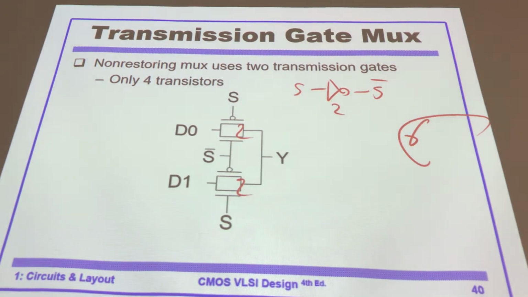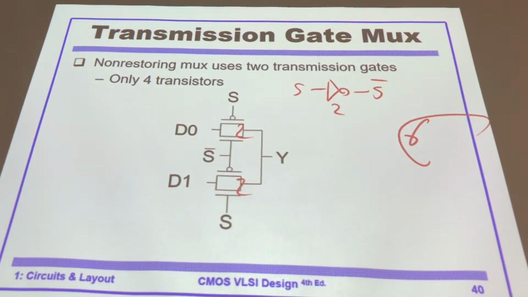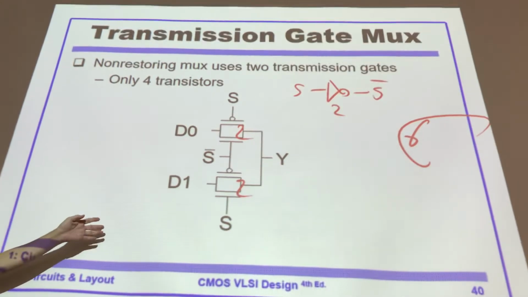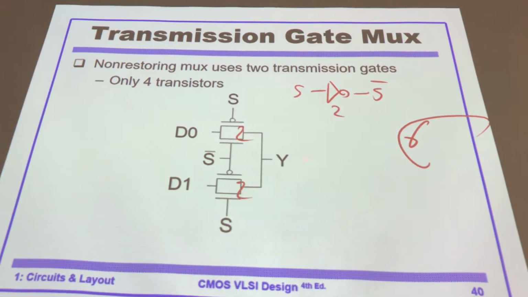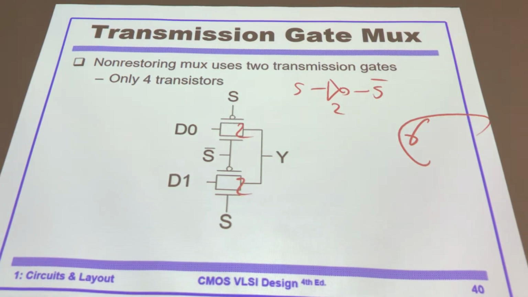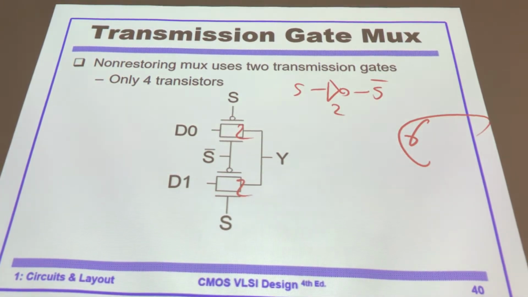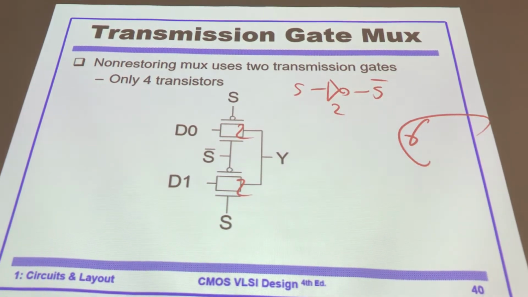Because it only has 6 transistors to make a 2-to-1 multiplexer. But what's the difference? What's the trade-off? The advantage of this design is that it's very small and also fast. But the disadvantage is that the Y output signal is a good signal but not very strong. Also, it's not restoring. These two are the disadvantages.